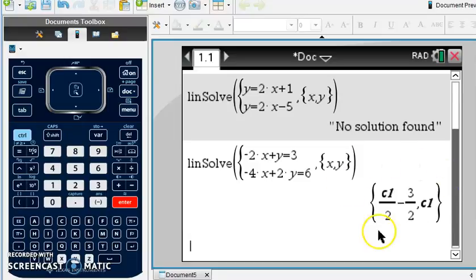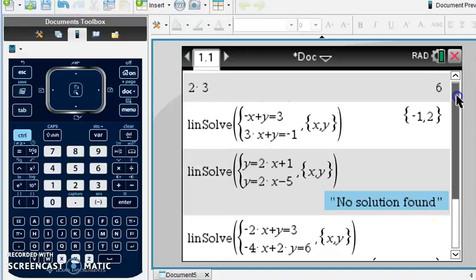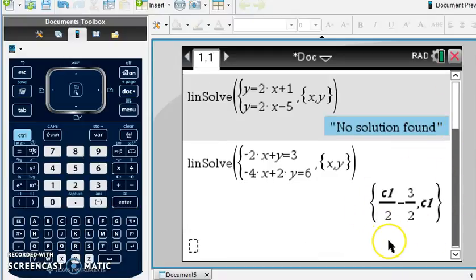So if you see a solution where it includes c with a variable instead of actually just saying a solution with numbers, like before, that's going to tell you your answer is infinitely many solutions.